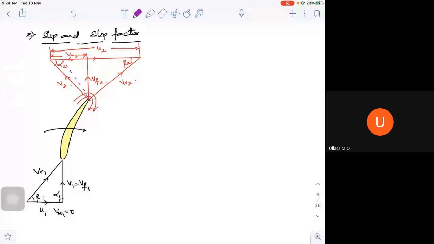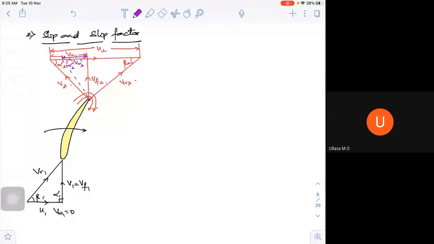Okay, let me call this your VW2 dash. And what will happen to your alpha 2 dash? Your alpha 2 dash will increase. Will there be any change in my U2? When this quantity gets reduced, what will happen to your U2? U2 is almost the same. So U2 we can't change it.